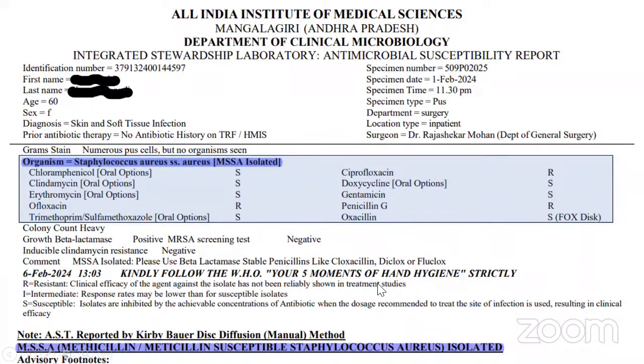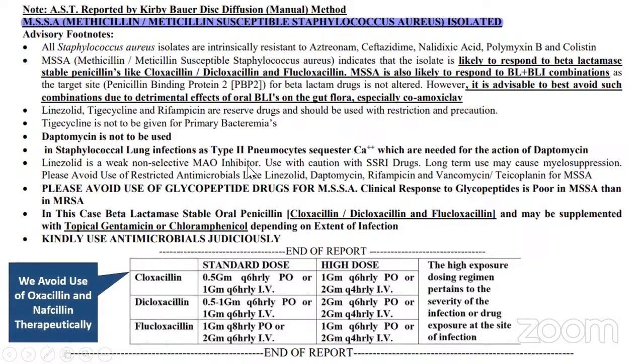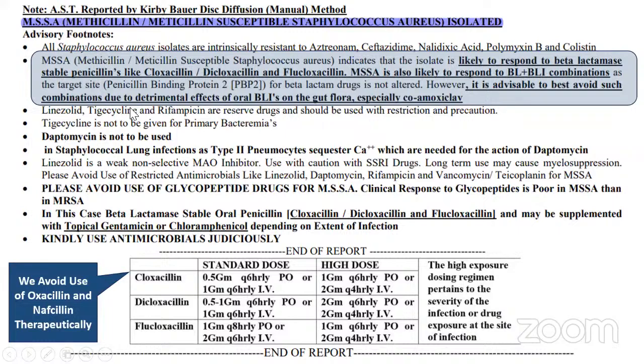In the next slide, you can see the interpretation of MSSA in the advisory footnotes. We say that we should avoid the use of oxacillin and nafcillin, because oxacillin has hepatotoxicity and nafcillin has nephrotoxicity. Therefore we are writing that MSSA isolates are likely to respond to beta-lactamase stable penicillins like cloxacillin, dicloxacillin, and flucloxacillin, and MSSA will also respond to beta-lactam/beta-lactamase inhibitor combinations, but it is advisable to avoid such combinations due to the detrimental effect of oral BLIs like co-amoxiclav on the gut flora.